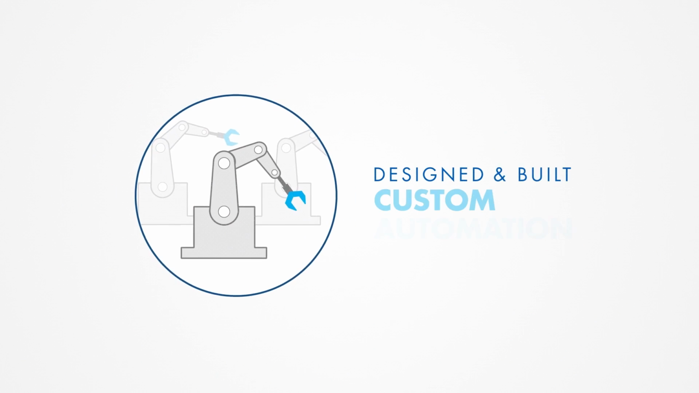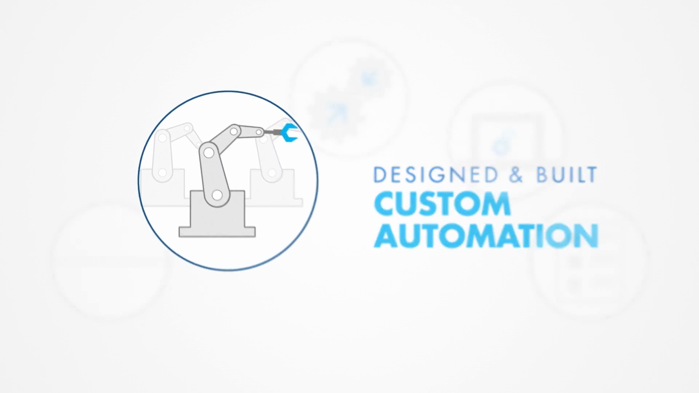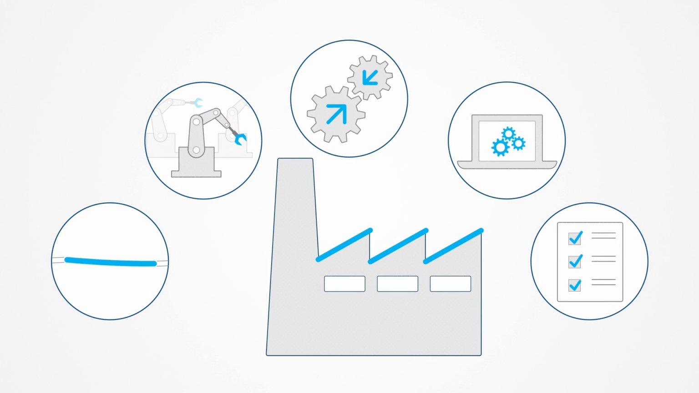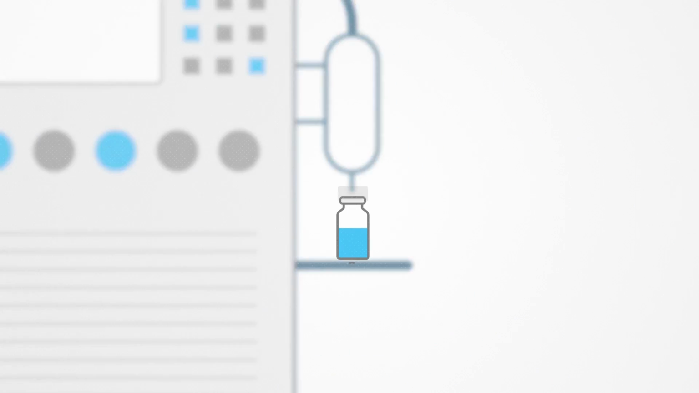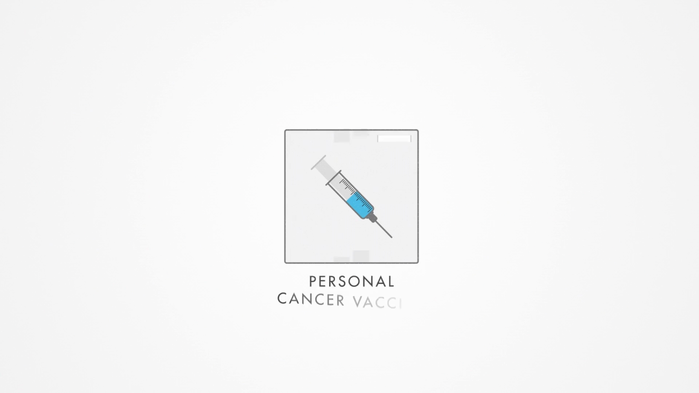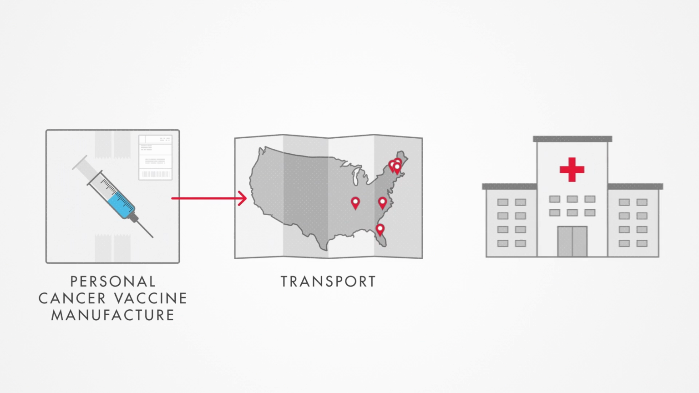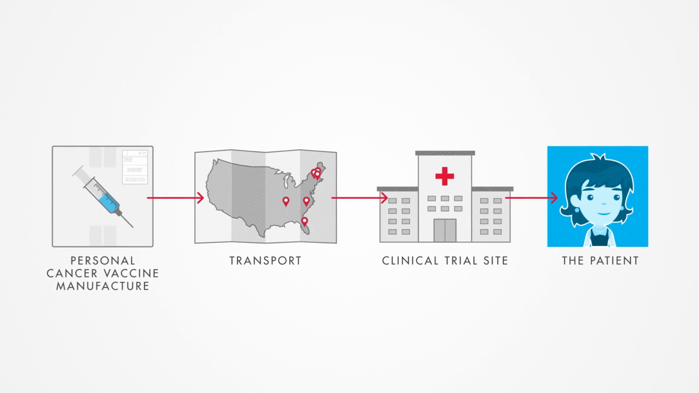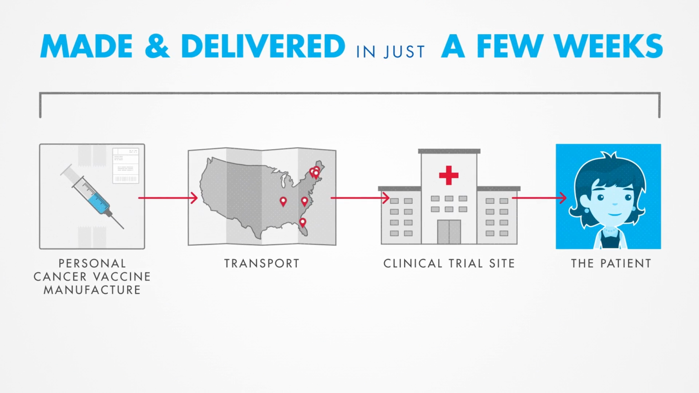We have designed and built custom automation and robotics to make each individual vaccine. We took some of the processes we developed to manufacture big batches of the same mRNA medicine and shrunk them to create a process to make one medicine for one patient. Once the vaccine is made, we ship it to a clinical trial site where a healthcare professional administers it to the patient. Our goal is to make each personalized cancer vaccine and deliver it in just a few weeks.